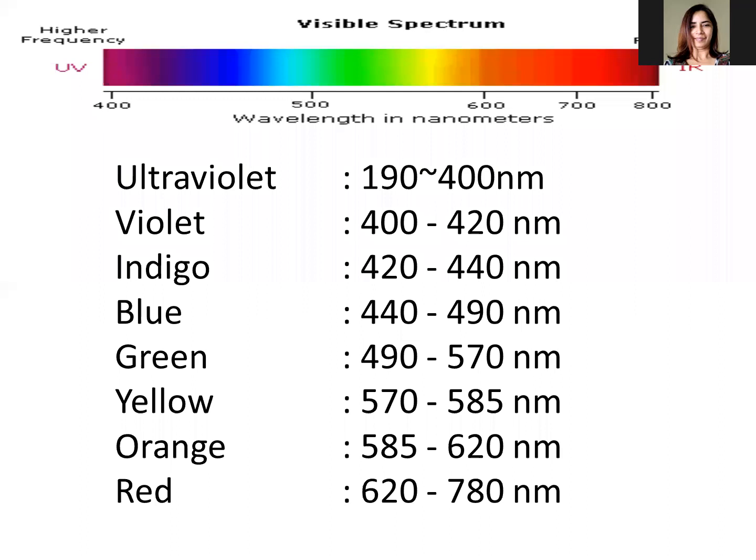Ultraviolet has got the smallest wavelength, while red has got the longest wavelength. This is the spectrum of the visible region, which are violet, indigo, blue, green, yellow, orange, and red.